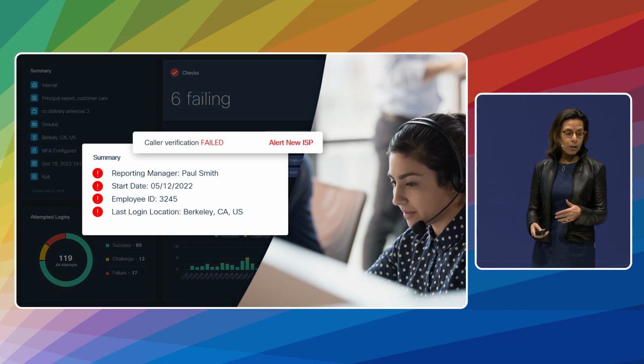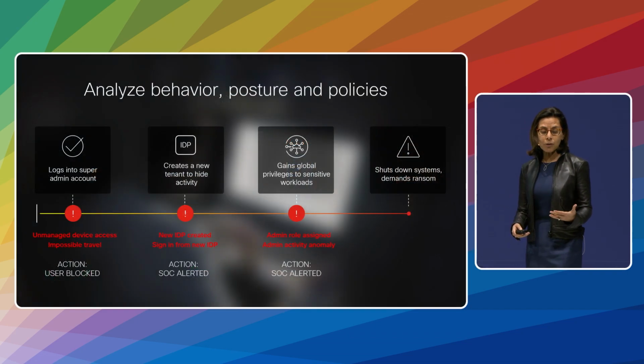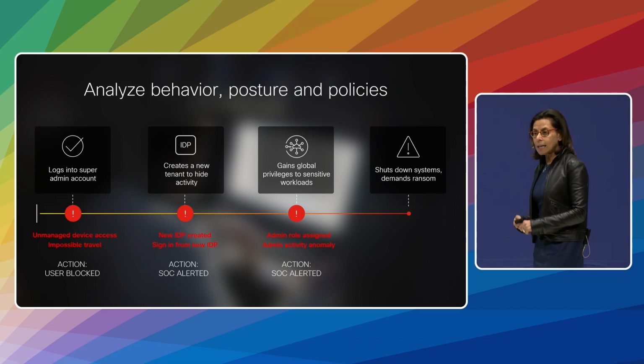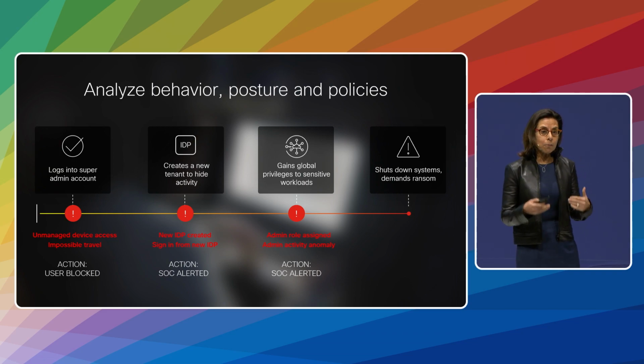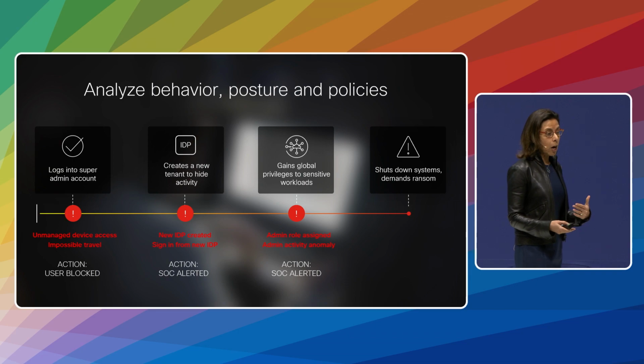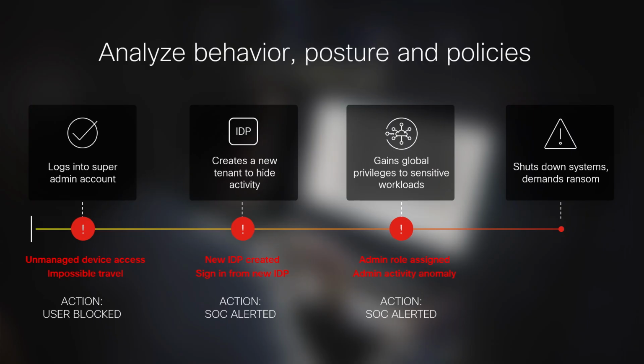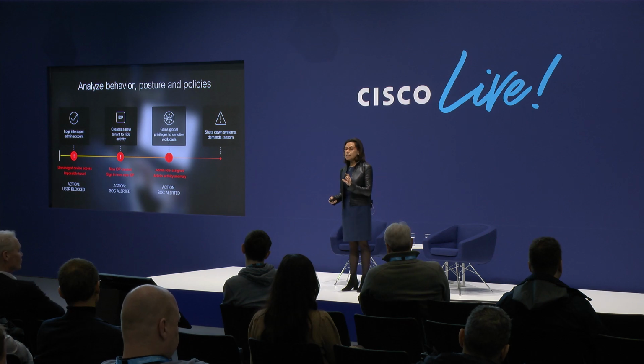And then moving beyond that, we would analyze behavior, posture, and policies on an ongoing, continuous basis to make sure that the behavior is not anomalous. So if you look at this, at every stage of that attack, there might have been very clear tells that this is something that should not be allowed, and we could have either alerted or blocked the user from doing those things. So this is the power of identity intelligence.